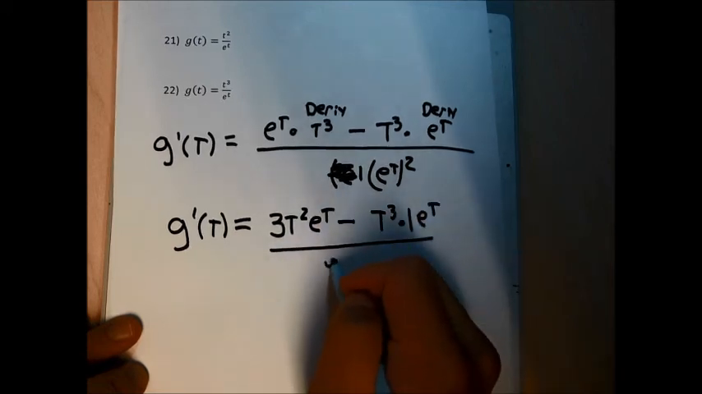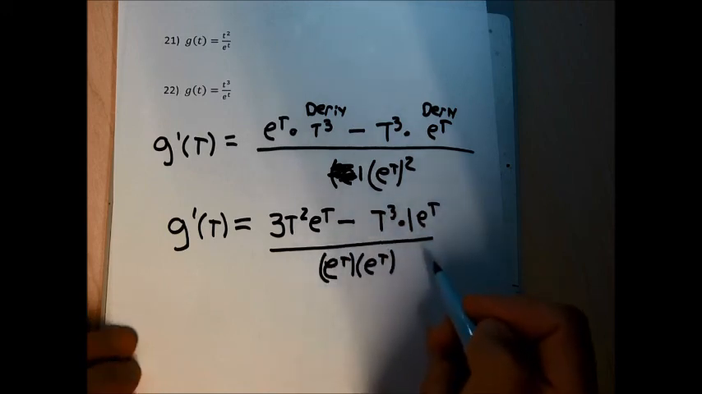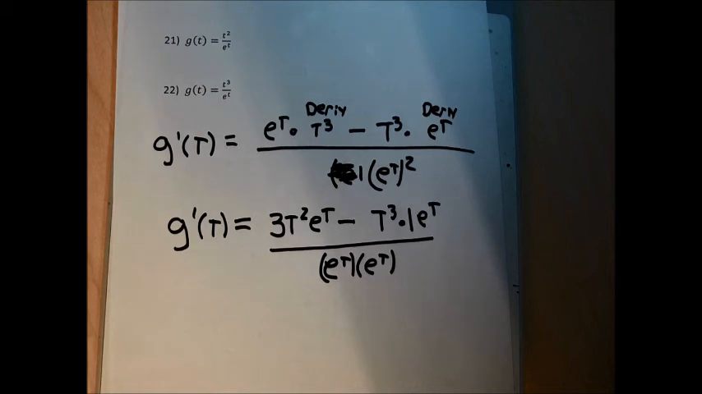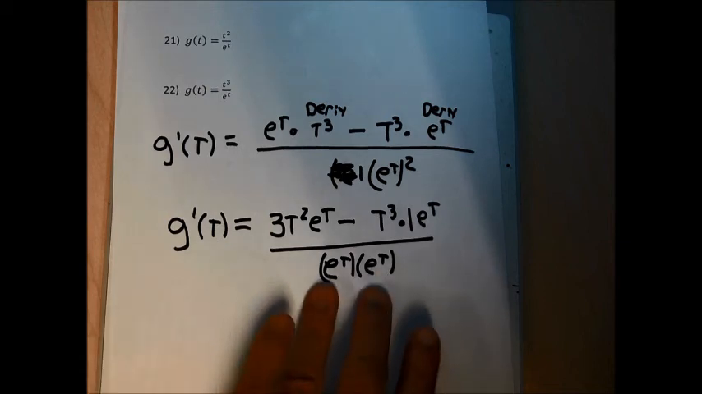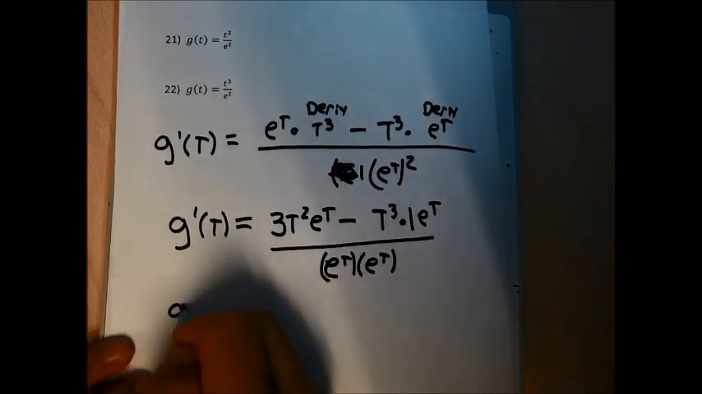I'm going to write this as e to the t times e to the t. It's going to make it easier to see the canceling that's going to occur on this problem. So for e to the t squared, I wrote it without its exponent. Now in the numerator, I'm going to pull out my common factors.